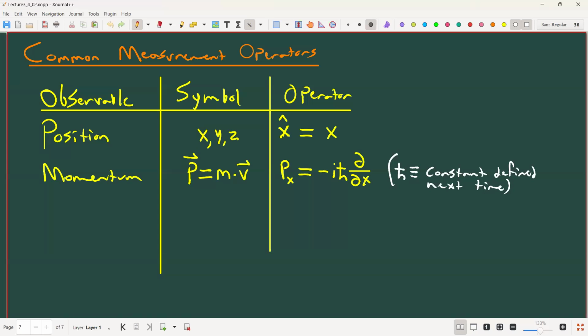But for momentum, if I want to measure the momentum, I have to take the derivative of the wave function and multiply it by minus i h-bar, where h is a constant I haven't defined yet. It's a number. Let's look at that number today. That number is super important in this class. We'll define it today, and we'll be able to understand what that number is using this definition.